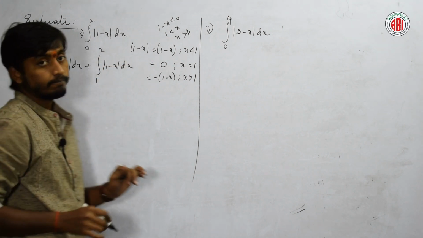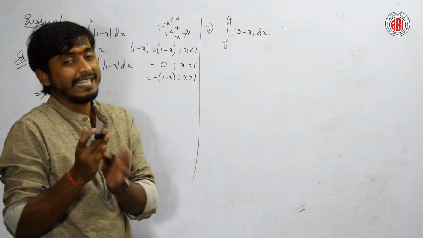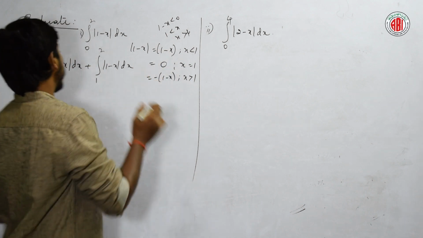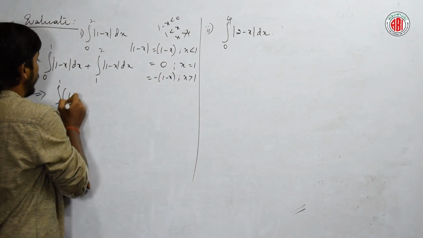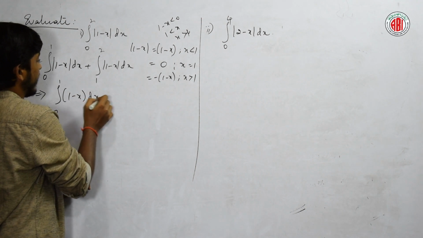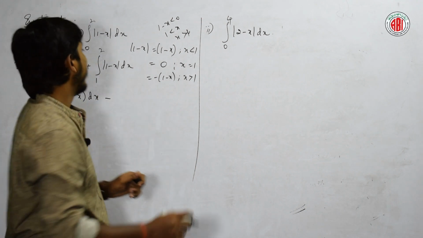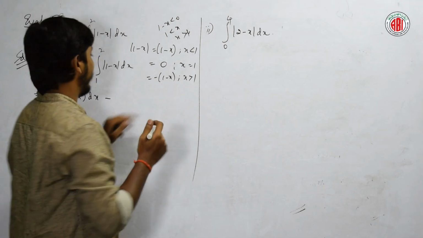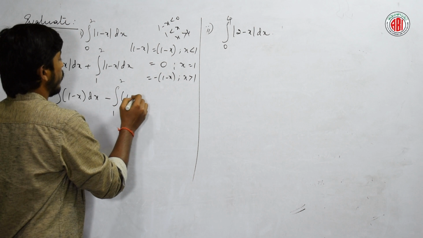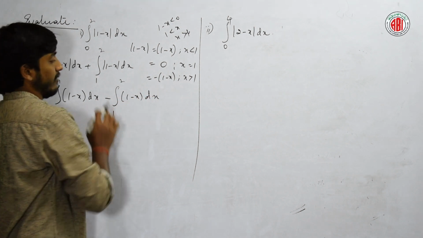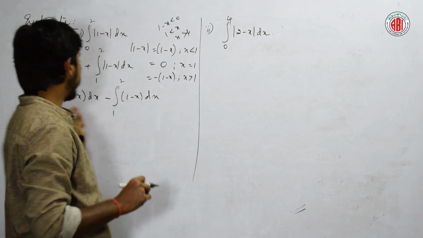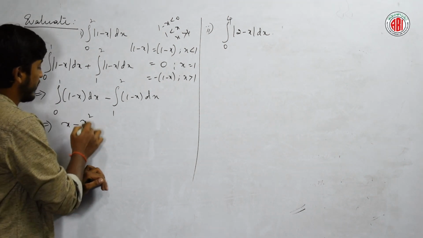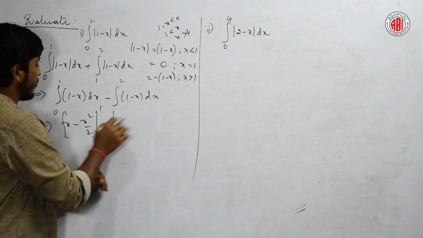Can I write? For 0 to 1, it is x less than 1. So for x less than 1 it is 1 minus x. So let us remove the mod and let me write it as 1 minus x dx. Clear? Next, from 1 to 2, that is x greater than 1, obviously it is negative. So it is 1 to 2 minus of 1 minus x dx. I have written minus here. Clear? Now just integrate it. What do we get? The integration of 1 is x, the integration of x is x square by 2. Substitute from 0 to 1.